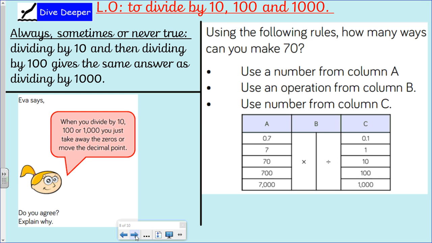And then just briefly, here is your dive deeper. I think you should all be able to have a go at this one, an always, sometimes, or never true question. This one is a challenge. So have a look at that if you're feeling brave and confident. If you are not sure on that one, don't stress too much. You are welcome to leave that one.